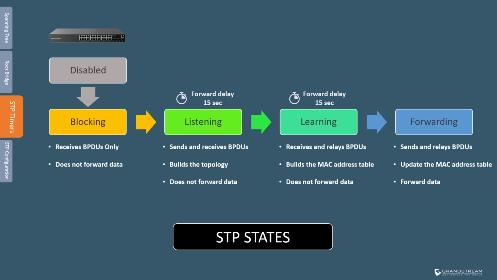After that, the port moves into the learning state, in which the switch sends and receives BPDUs and starts learning MAC addresses to build the MAC address table. The port stays in this state for 15 seconds. As you might have noticed, the port spends 30 seconds in the listening and learning states before moving to the forwarding state, in which the port is allowed to send and receive data frames as well as build and maintain the MAC address table. Remember that a switch moves a port into the forwarding state only when it has the best path cost to the root bridge.